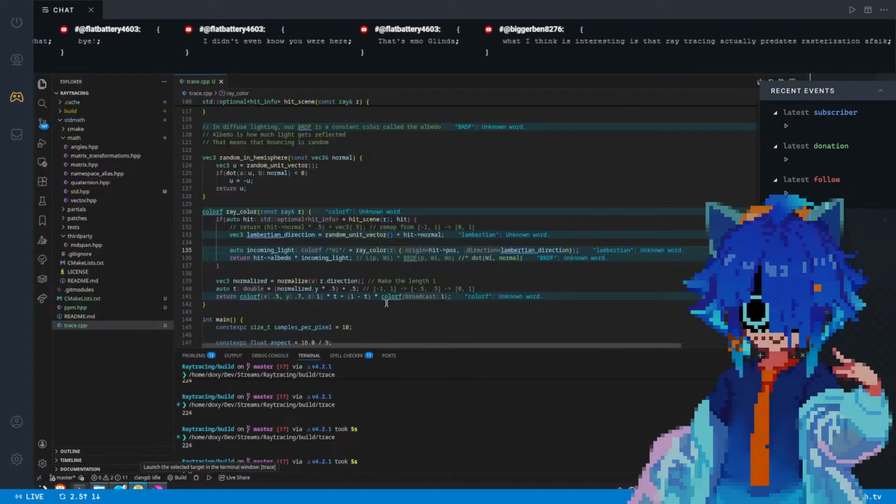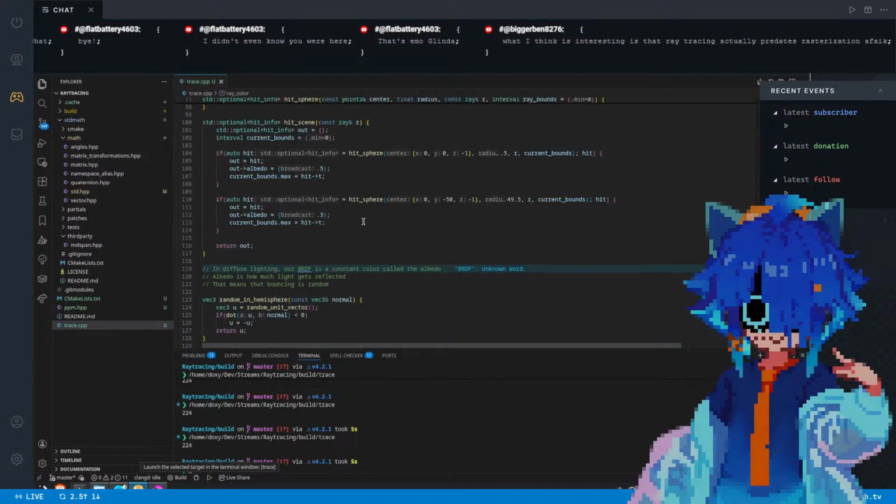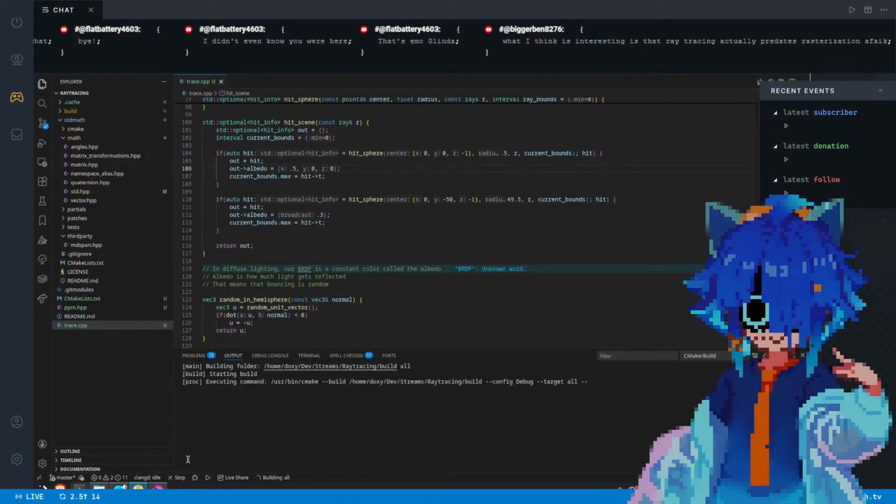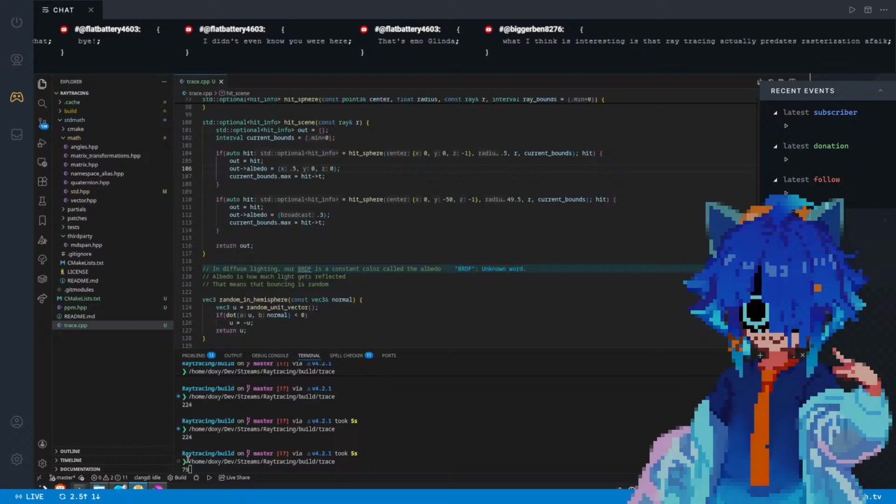So now I mentioned that albedo affects how much light gets reflected. So what happens if instead of reflecting light uniformly, we only decide to reflect the red color? What do you think is going to happen to our surface now? I believe you are correct. I believe ray tracing does predate rasterization.